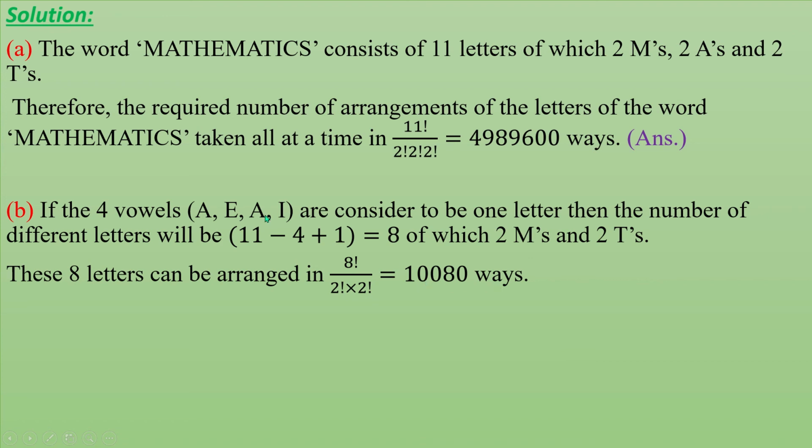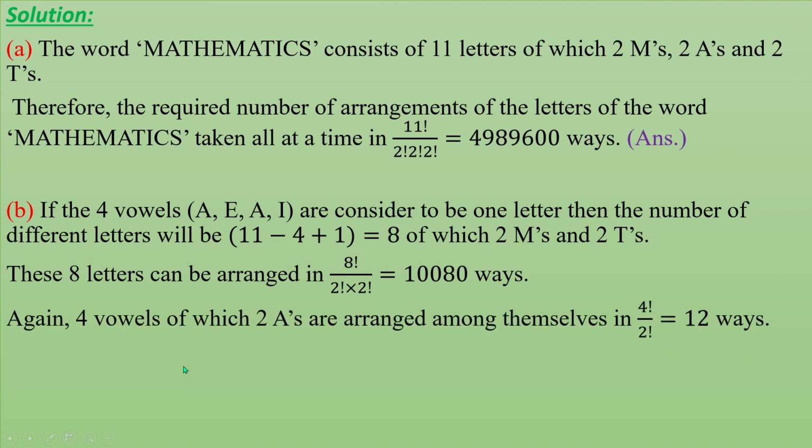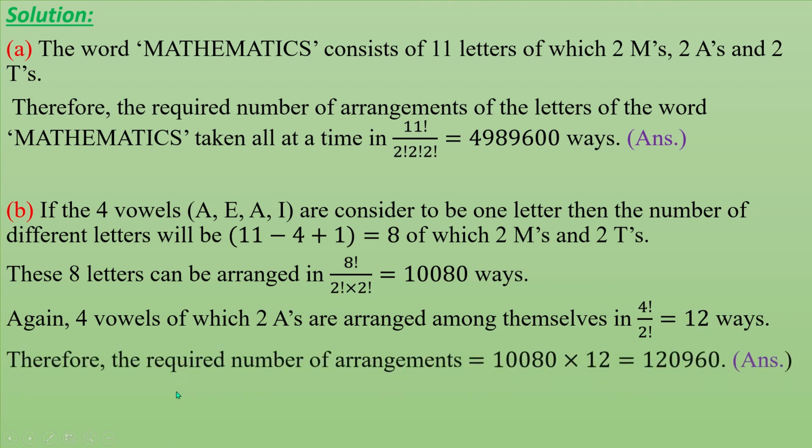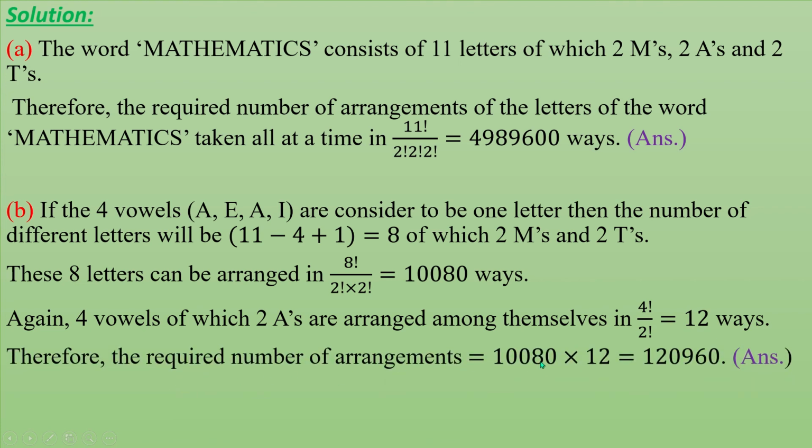But we can arrange these 4 vowels among themselves, and the arrangement will be 4 factorial divided by 2 factorial, equal to 12 ways, because within these letters there are 2 A's, so we divide by 2 factorial. This equals 12 ways. Clear everyone? Therefore, the required number of arrangements equals 10,080 into 12. This is the required result, the required answer. Clear everyone?